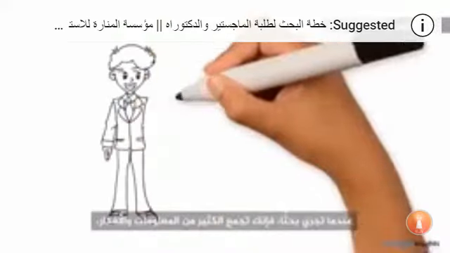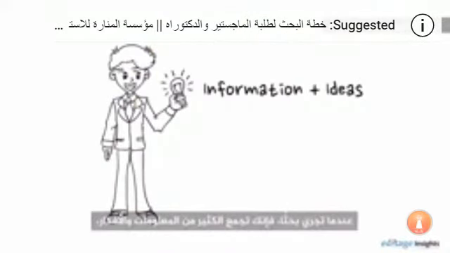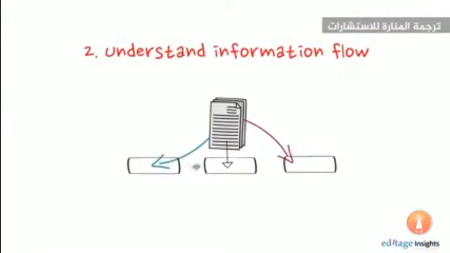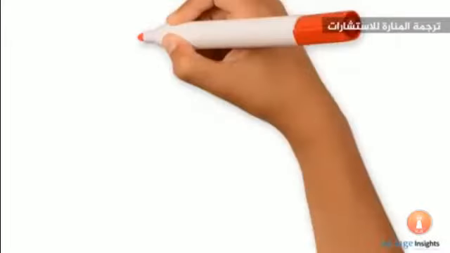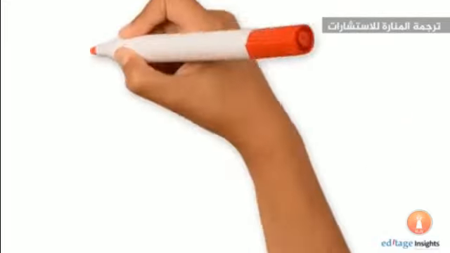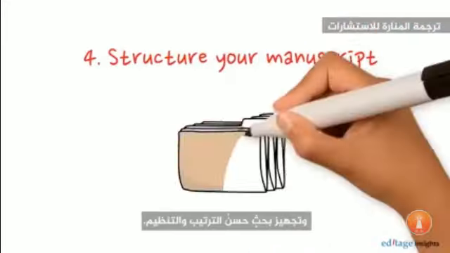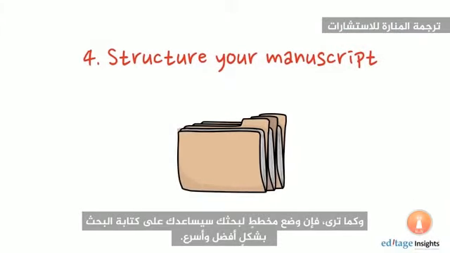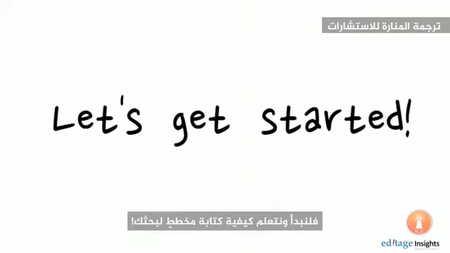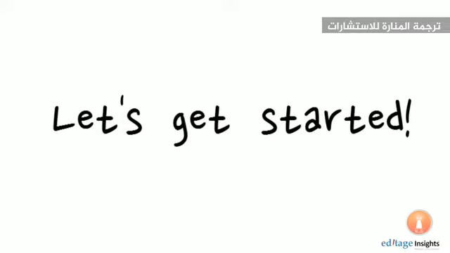Why do you need an outline for your research paper? When you conduct research, you collect a lot of information and ideas. A research outline can help you organize your thoughts better, understand the flow and levels of information in your research, ensure that you don't miss anything while writing, and prepare a well-structured, neatly organized manuscript. So as you can see, preparing an outline for your paper will help you write it better and faster. Let's get started and learn how you can create an outline for your paper.